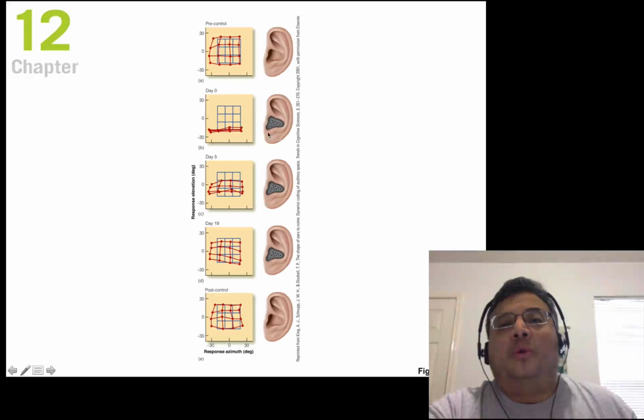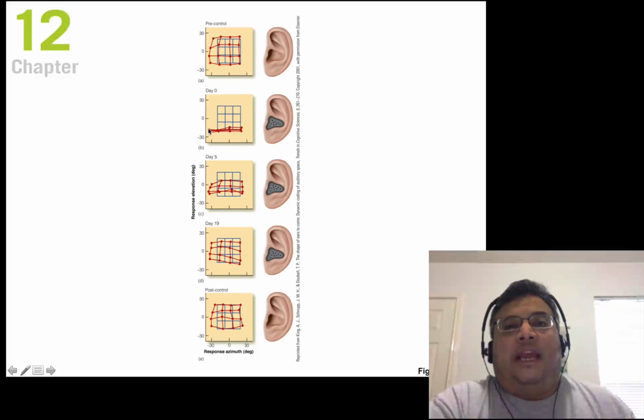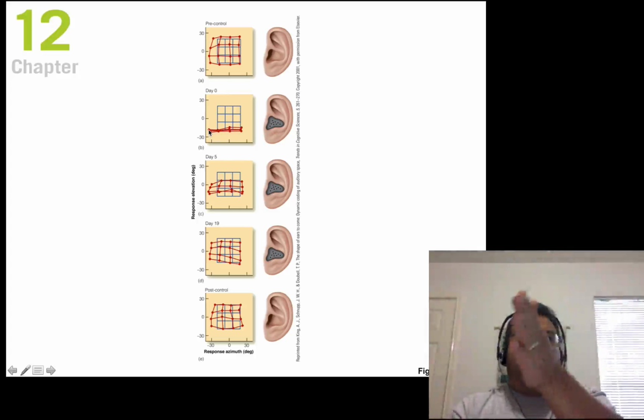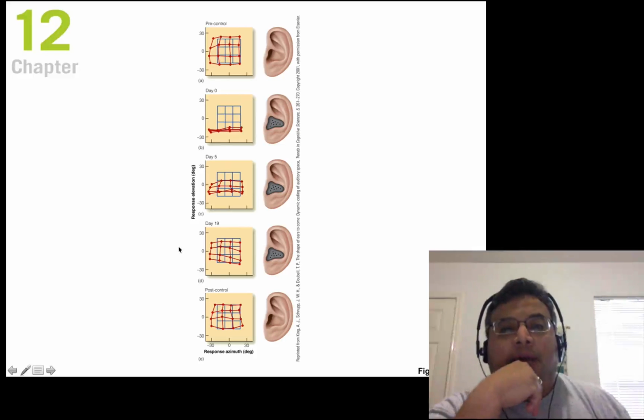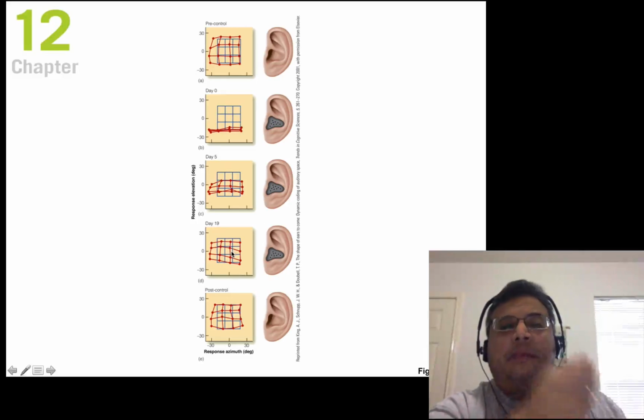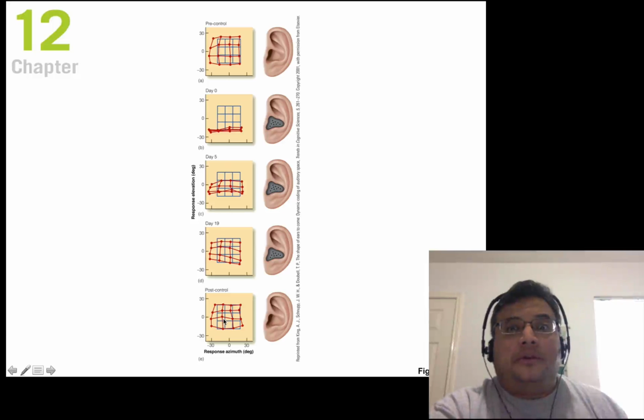If I were to put this mold inside the ear to eliminate the ability to judge elevation, on the first day that I put it in, look at this. I can tell if it's coming from the azimuth, where it's coming from, but I completely lose the ability to tell elevation. However, after a few days, after 19 days, the ability more or less comes back. It's almost as good as the control group. And then if I pop the mold out and have you do it again, you're able to do it.